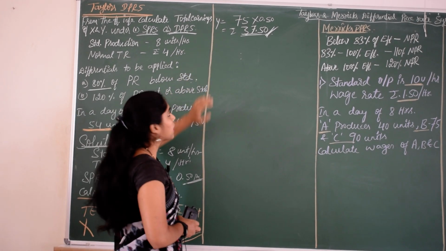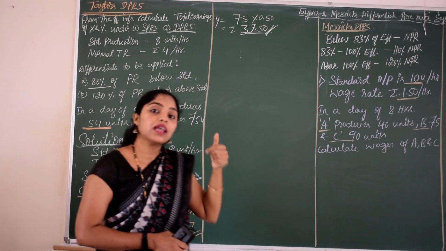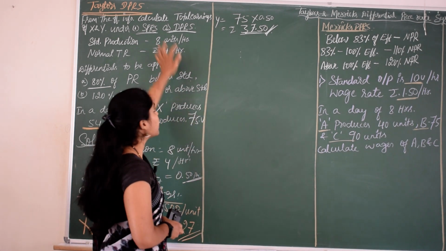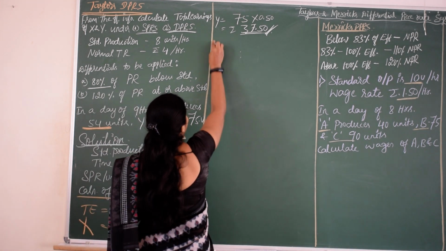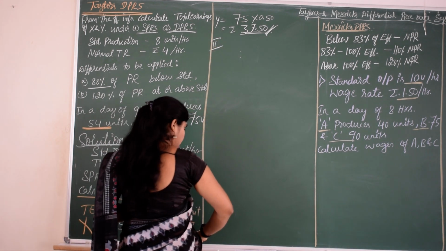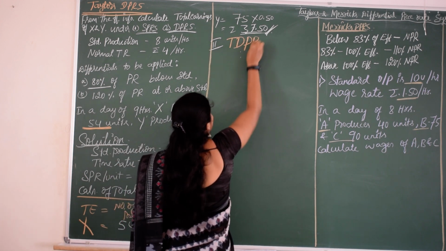Now, let us calculate the same earnings of Mr. X and Mr. Y using a different method, another method called Taylor differential piece rate system. So, now let us solve that. Taylor differential piece rate system.